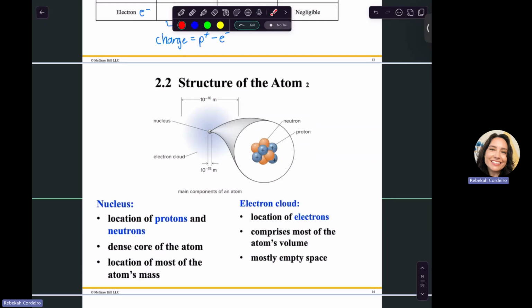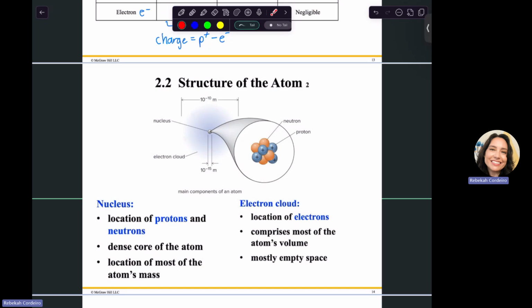So the protons and the neutrons, they live in the center of the atom. This is called the nucleus. And it is very, very small and very dense. So all of the mass is in the nucleus. There's a very small amount of mass in the electrons. And then the electrons hang out in what we call the electron cloud, kind of around the outside of the nucleus. And that comprises most of the atom's volume. So most of the mass is in the center, most of the volume is kind of around in this cloud. And the cloud is made of mostly empty space with electrons kind of scattered around.